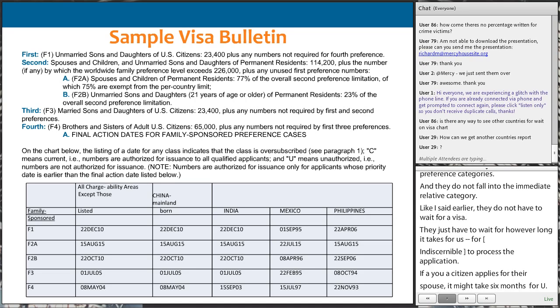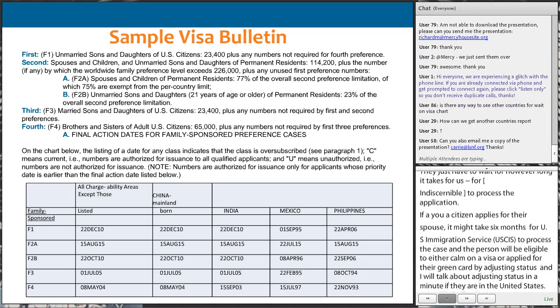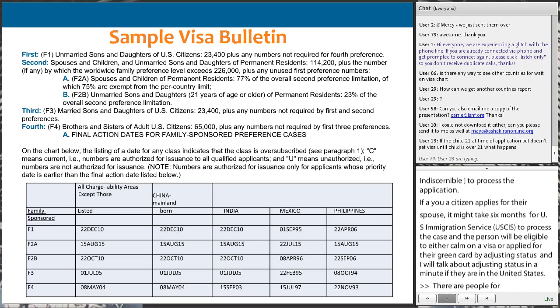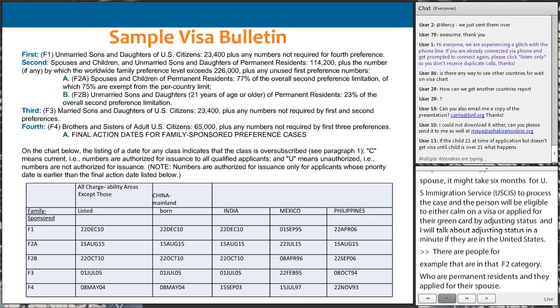But there are people, for example, that are in that F2 category who are permanent residents, and they apply for their spouse. People ask me whether there's a benefit for them to become a U.S. citizen. And one of the advantages if they become a U.S. citizen is that more of their family members may be able to get status more quickly.